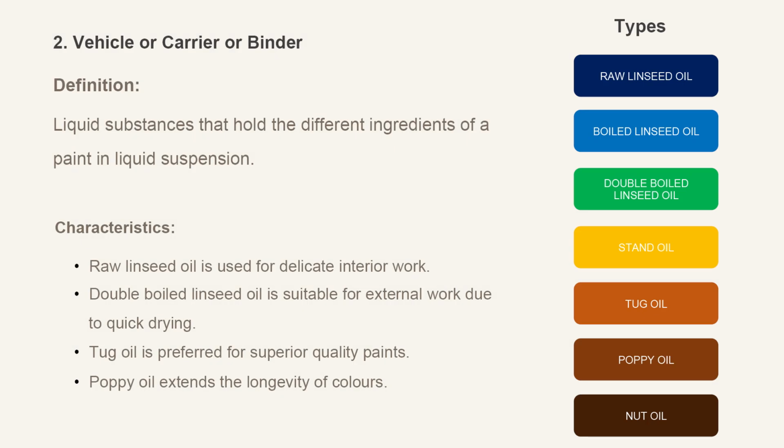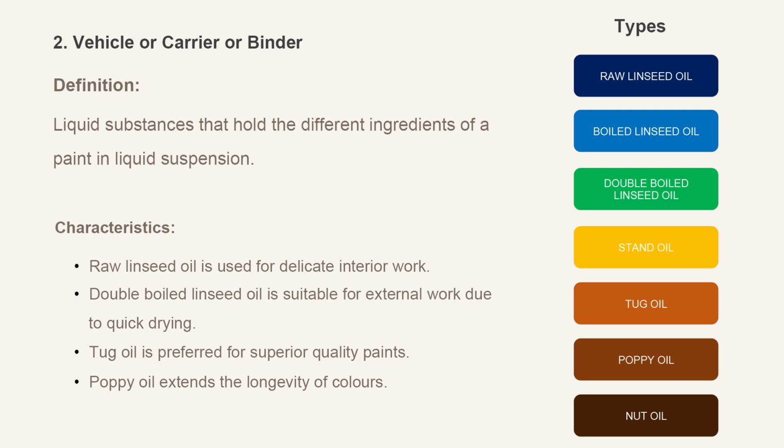So, the next key ingredient in your paint is the vehicle, which is also known as carrier or binder. These are the liquid substances that hold all the different ingredients of your paint in suspension and make it possible to spread the paint evenly onto your surface. So, the role of the vehicle in paint is to give paint its spreadable consistency and also ensure that your paint goes on smoothly and evenly. Here are some common vehicles you will find in paints.